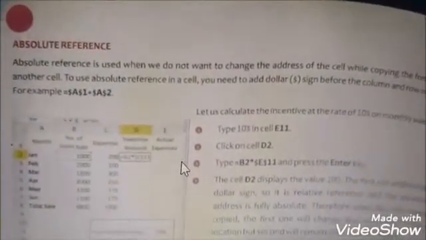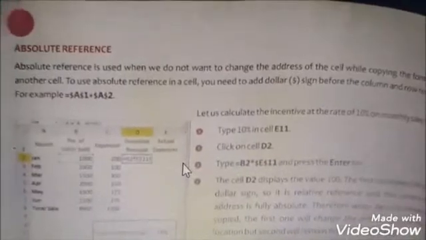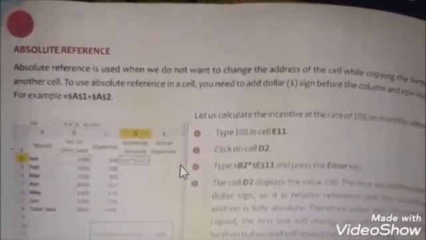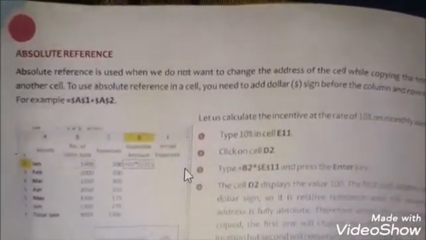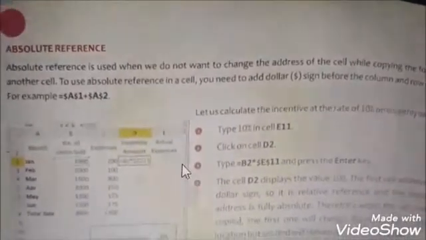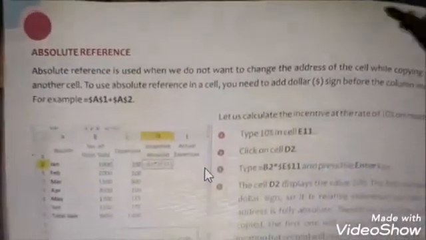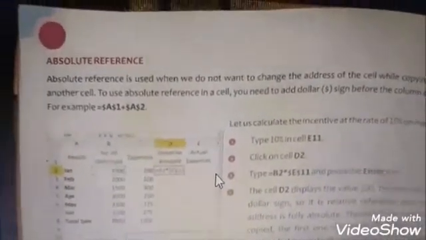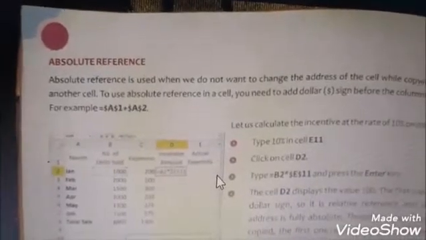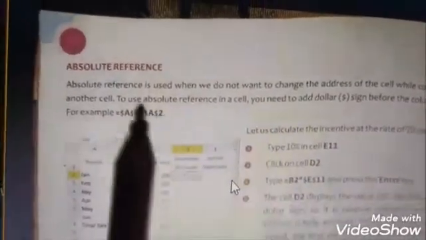In the relative, what happened? A1 changed to A2, then A3, then A4, then A5, like this. But here, if you don't want to change the address of the cell and one address will be used constantly in every formula, then we have to use the absolute reference.